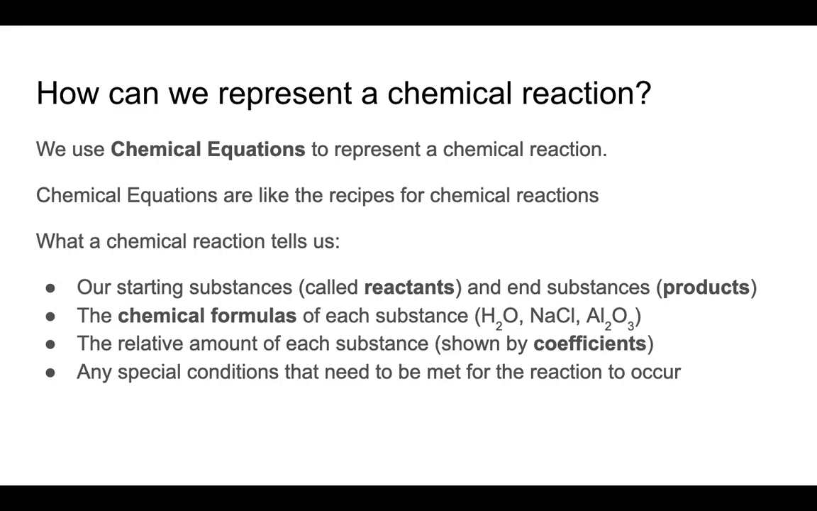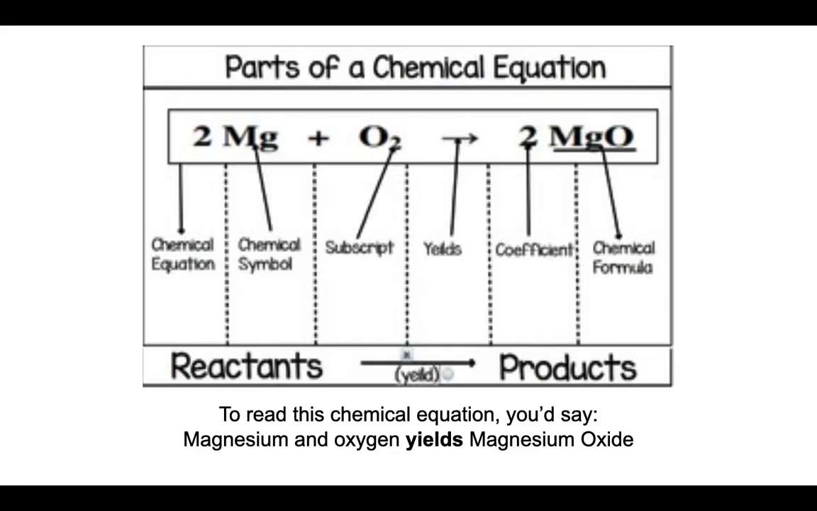That's not the case with coefficients. Coefficients tell us how much of that substance we have in there. So we can't change the 2 in H2O, but we can add a coefficient to say we've got more H2O in our chemical equation. And this becomes more clear on the next slide. And we can also say any special conditions that need to be met for the reaction to occur. We're not going to deal with a ton of those right now, but that can be shown in a chemical equation as well. So here we've got a chemical equation, and we've got it broken down into its parts.